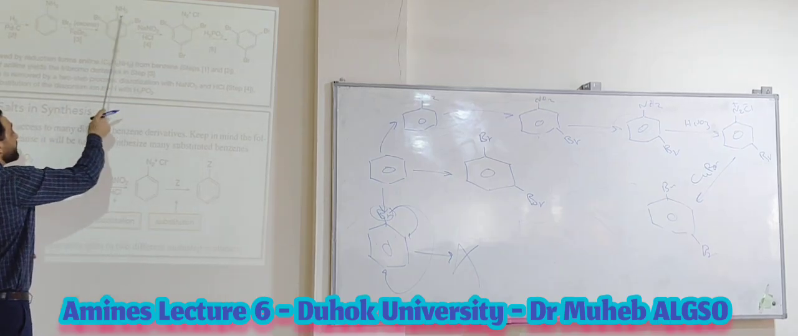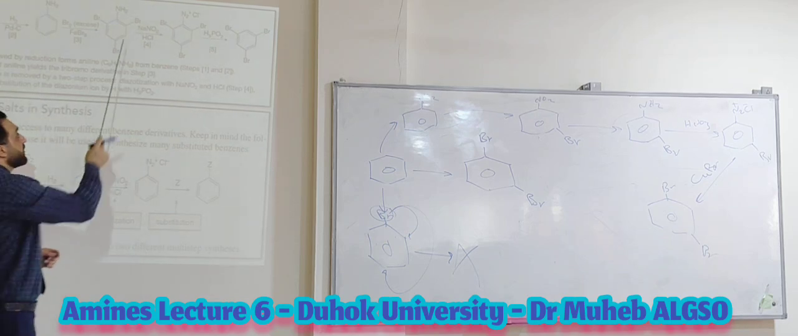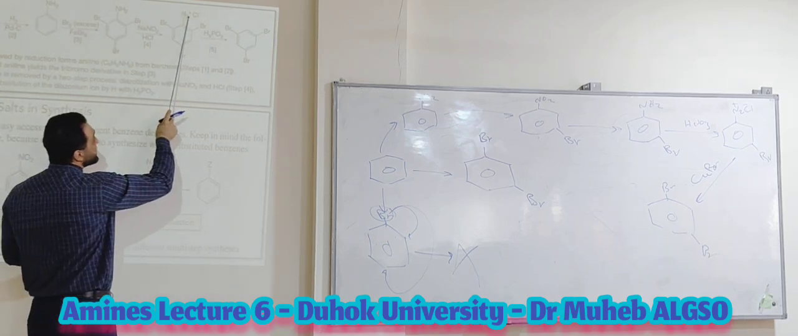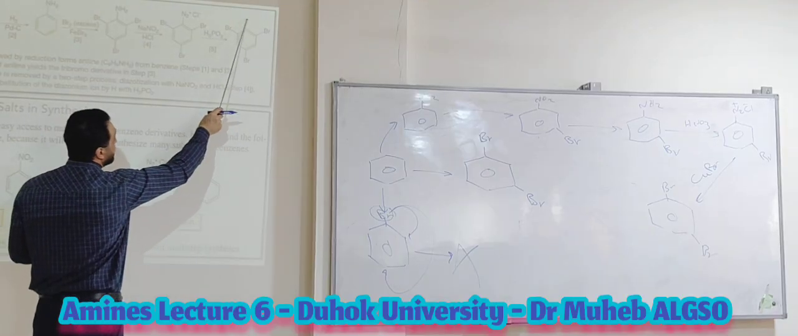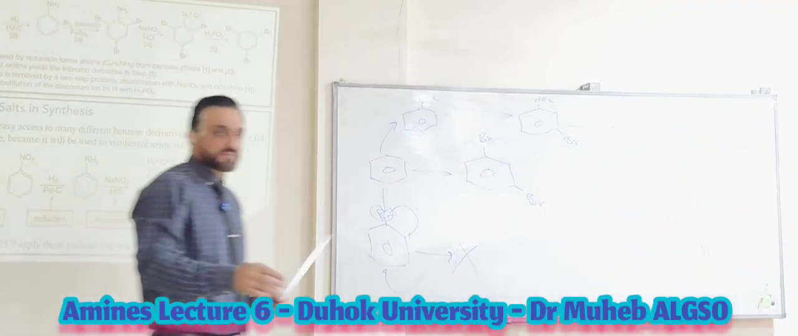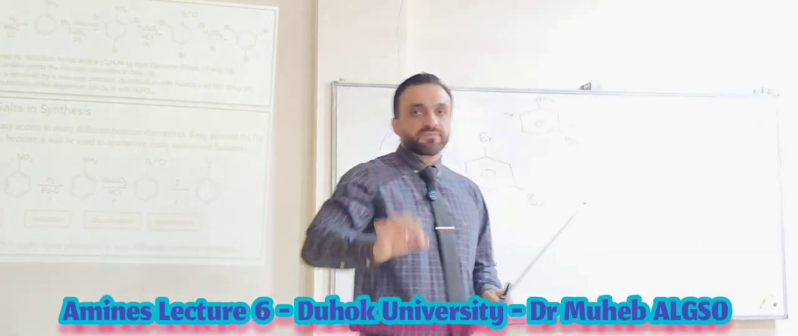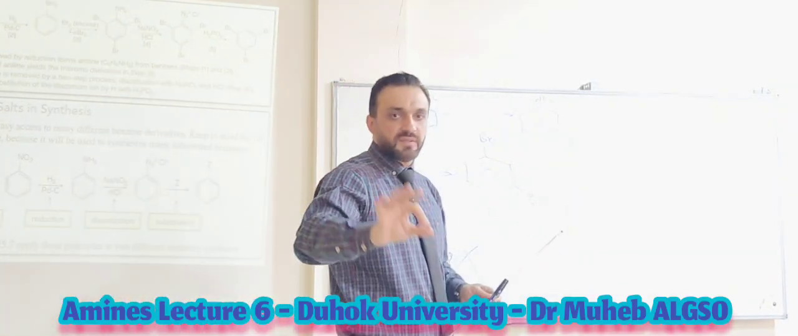Now, I want to remove the NH2. How can I remove the NH2? By using diazonium salt. Convert to the diazonium salt and then treat the diazonium salt with H3PO2 to give you the hydrogen. Hydrogen here. Okay, the hydrogen here. Oh, it's not working. I don't know why.